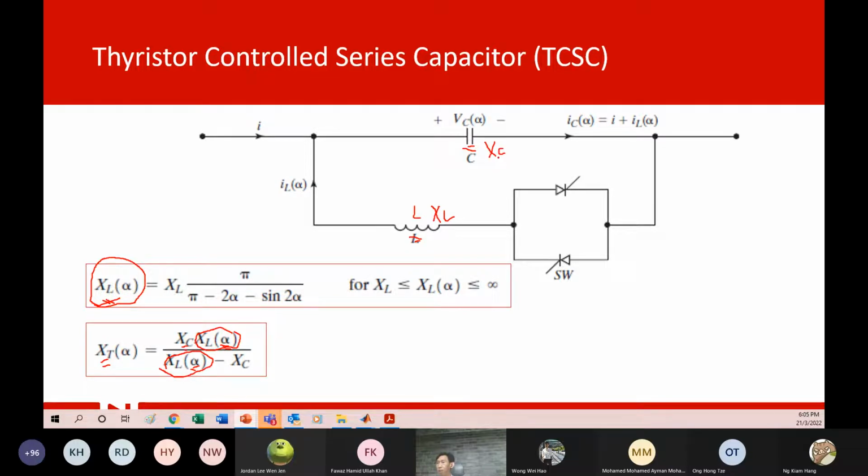So it depends on the design of the line where you want to put this controller. And then of course, when the XC and XL are in parallel, you will get the total impedance. So by changing the impedance of the line, you actually control how much power can flow through the line. So that is the basic operation of the TCSC. As usual, like I said, for those equations in red color, please remember them. I will not provide these equations in the exam, because they are pretty fundamental. You just need to memorize them.